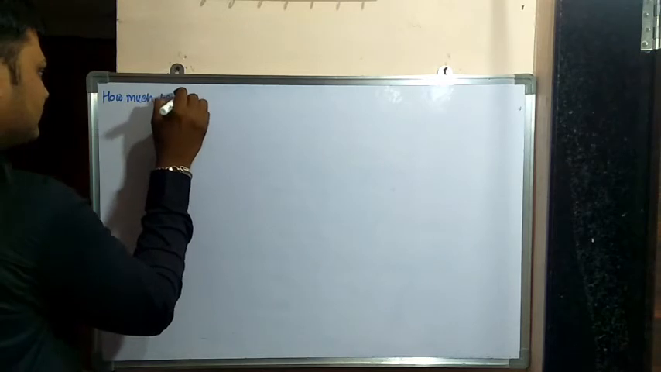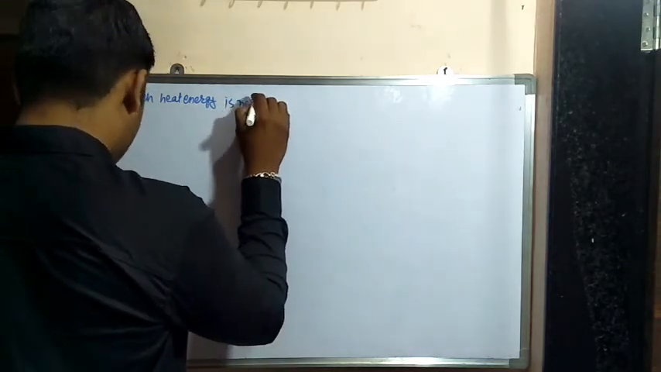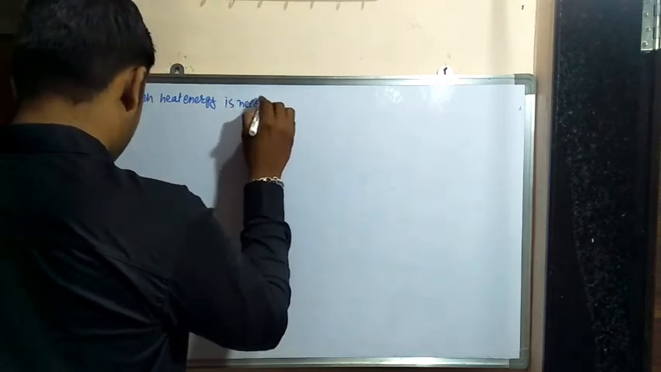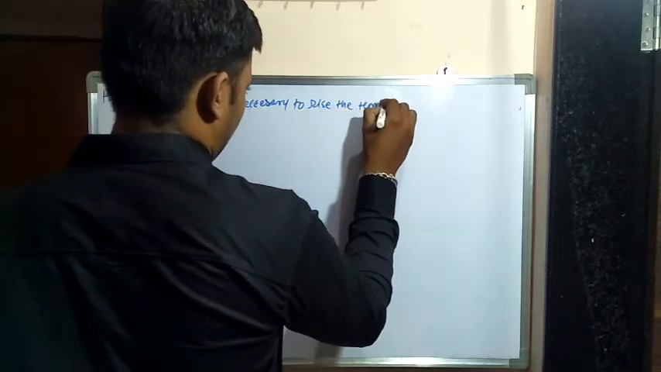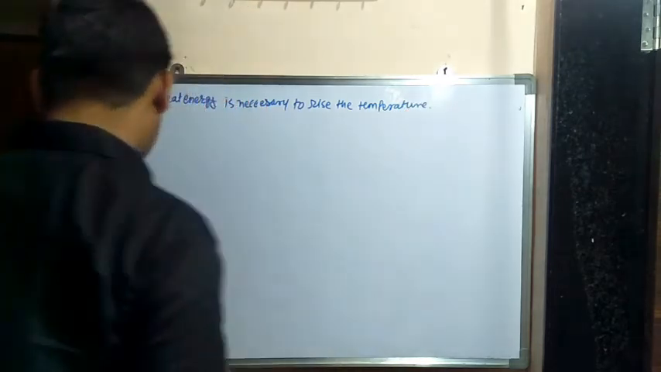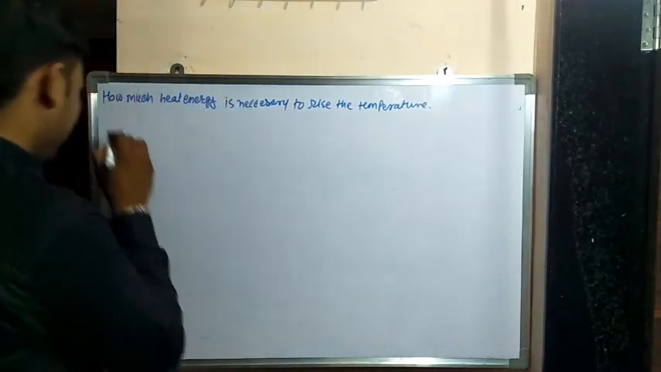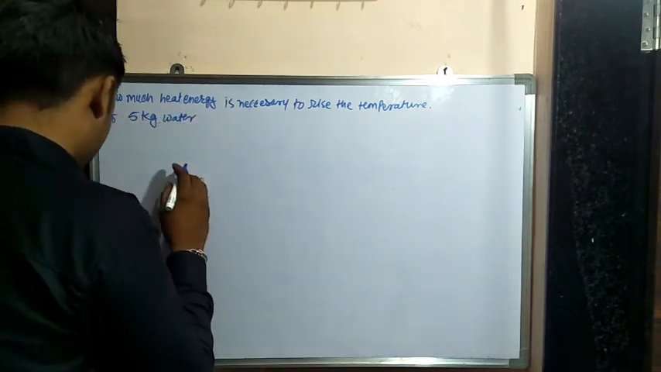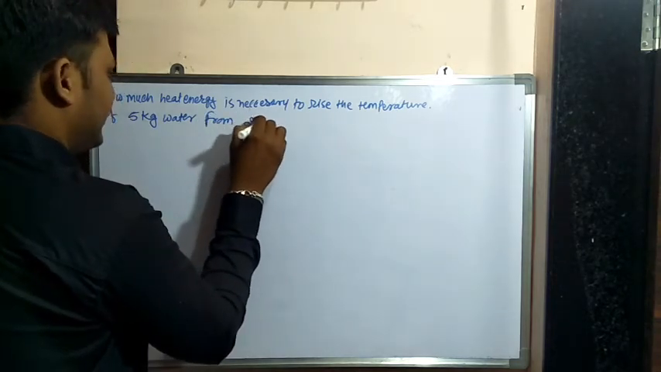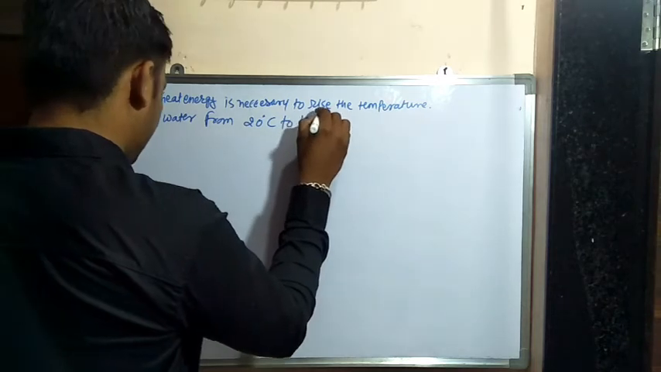The numerical is: how much heat energy is necessary to raise the temperature of 5 kg of water from 20 degrees Celsius to 100 degrees Celsius?